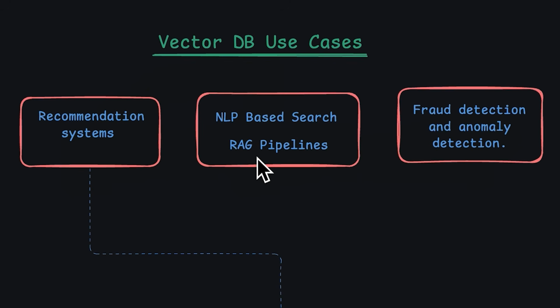So vector databases power these RAG pipelines. Next, they are also used in building fraud detection and anomaly detection features. Now, these are just a few use cases that I wanted to highlight here, but there are many more similar use cases that you can build using vector databases. In this lecture, we'll go through how it is used to build recommendation systems.